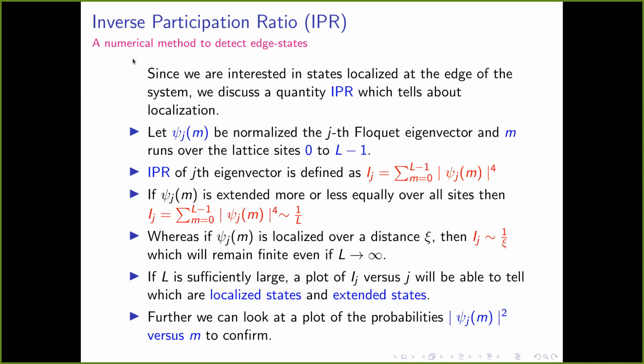So as the name suggests, it's inverse participation ratio. If the participation of many sites is there, then the inverse is less, so IPR is less. But if a state has only participation of a very small number of sites, then the inverse participation is large and IPR is large. So IPR only tells if a state is localized or extended, but then if you have the number which is high IPR, you can plot the probability and check if it is localized at the edge or not.